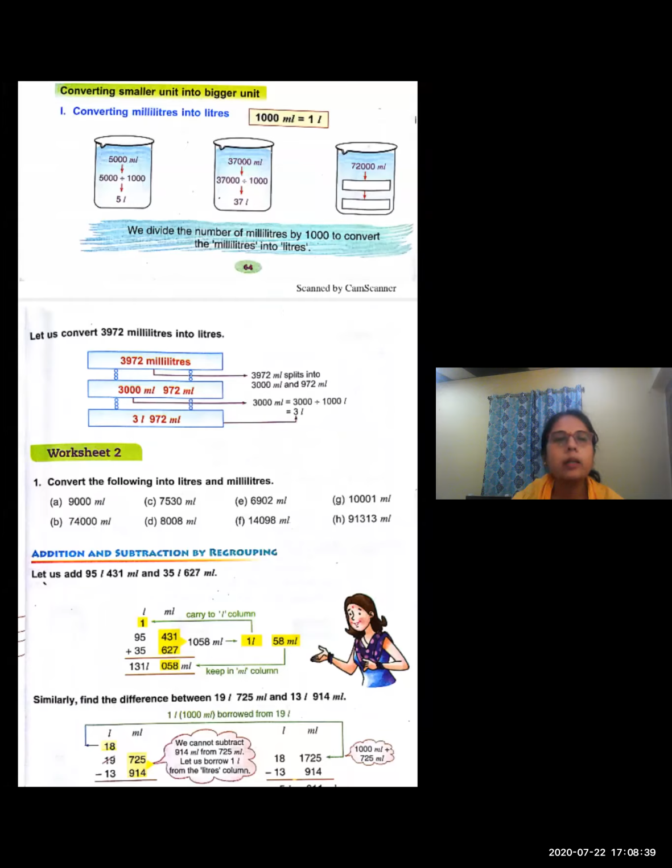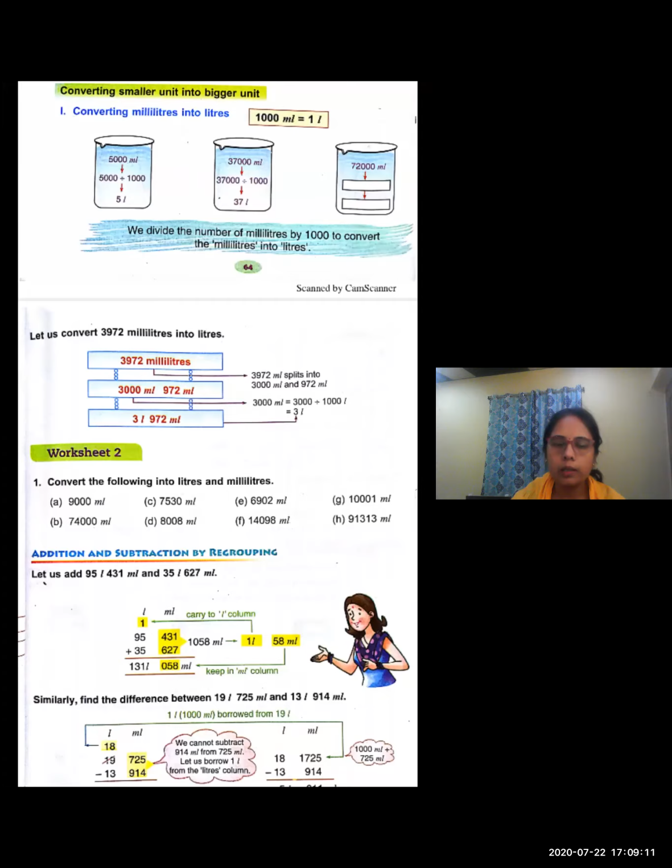Same way 37,000 milliliter, when divided by 1000, we get here 37 liters. 72,000 milliliter, when divided by 1000, we get here 72 liters. So this is a simple question. Now if we have a question like 3972 milliliters, then what do we have to do?